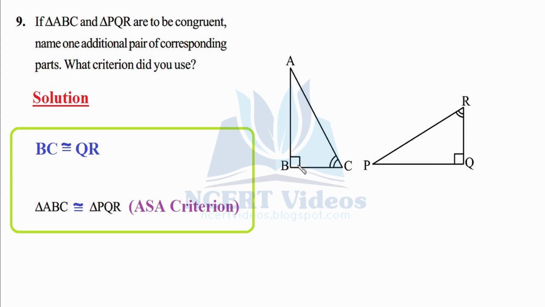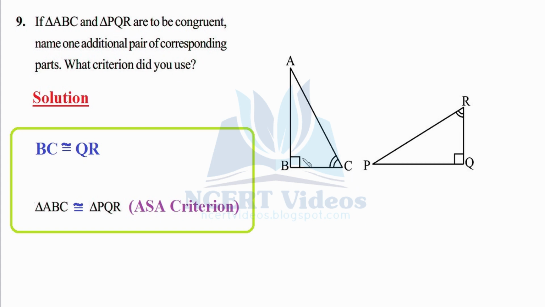Here, if you check B equals Q, that is 90 degrees, and one angle is given, that is C is equal to angle R. So whenever you see two angles are given to you, right away you have to see whether the side between those two angles is given to you. Well, in this case that is not given. It also asks for one additional pair that will prove this relationship, that is triangle ABC congruent to triangle PQR.